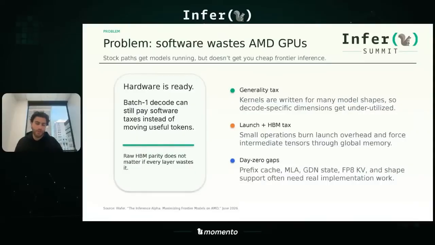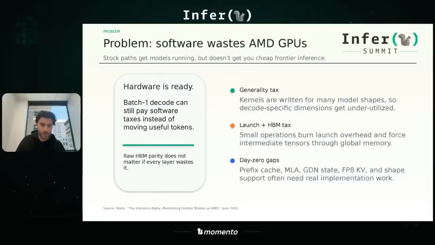So there's a lot of work that you need to do on the software stack so that you can actually run AMD at equal or better TCO than what NVIDIA can provide. There are 3 things here. The first one is the generality tax. This also applies to NVIDIA: the kernels that come out of the box for most LLMs are actually pretty general. There's stuff like paged attention that has solved some of this, but in general there's a lot of room to improve by tuning and writing kernels specific to the dimensions that you care about.